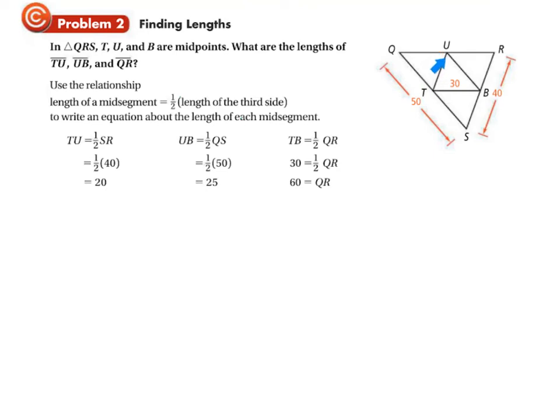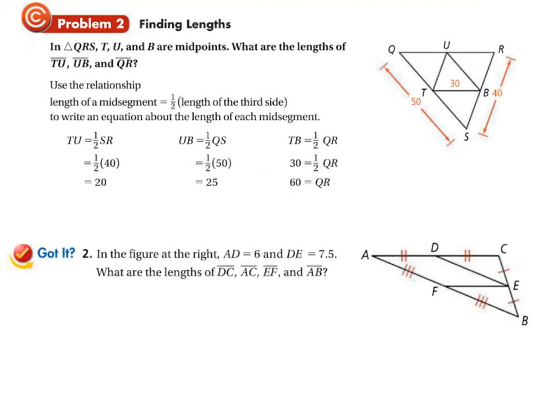TU right here is going to be half of whatever this opposite side is because it's the midsegment, so it's going to be 20. UB right here is going to be half of that side of that triangle, or 25. And here, TB is 30. And so what do we know about QR? It's going to be twice that much. It's going to be 60. Very straightforward.